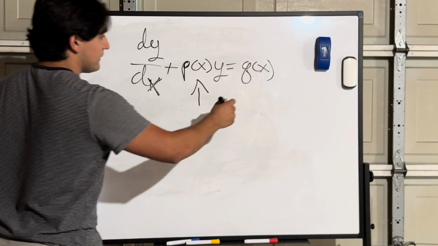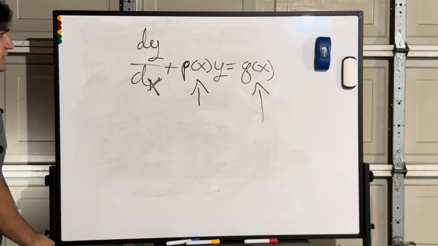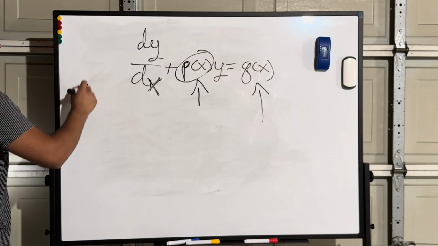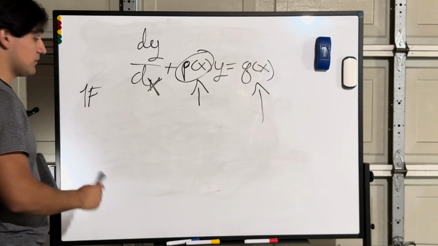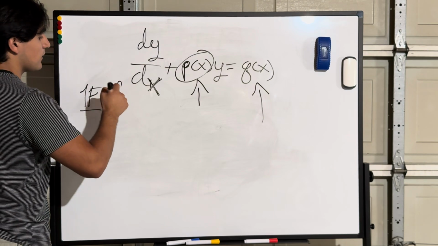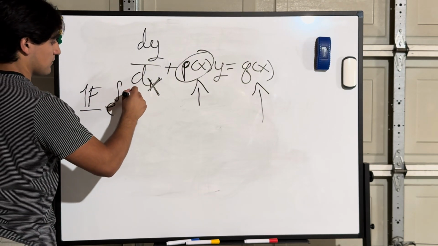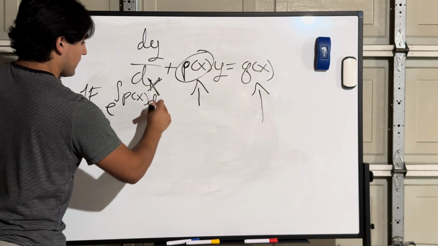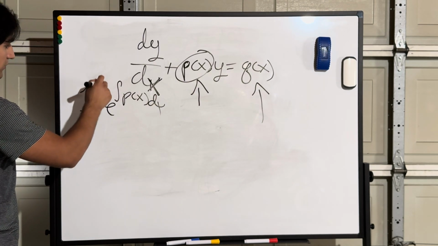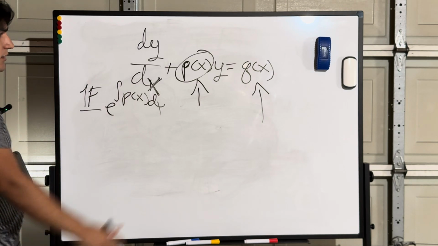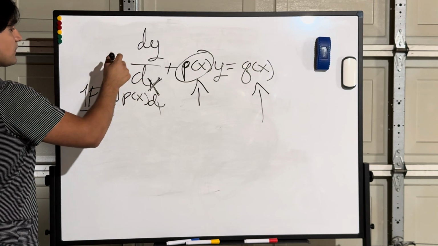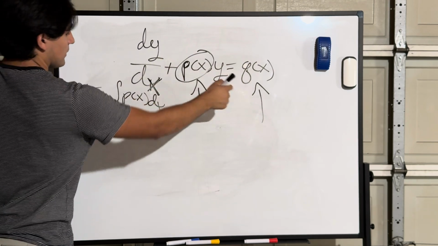The way you solve these is first identifying your p of x, then identifying your q of x, and then using your p of x to find the integrating factor, which is always e to the integral of your p of x. This will result in your integrating factor, which you will then multiply with all of these.